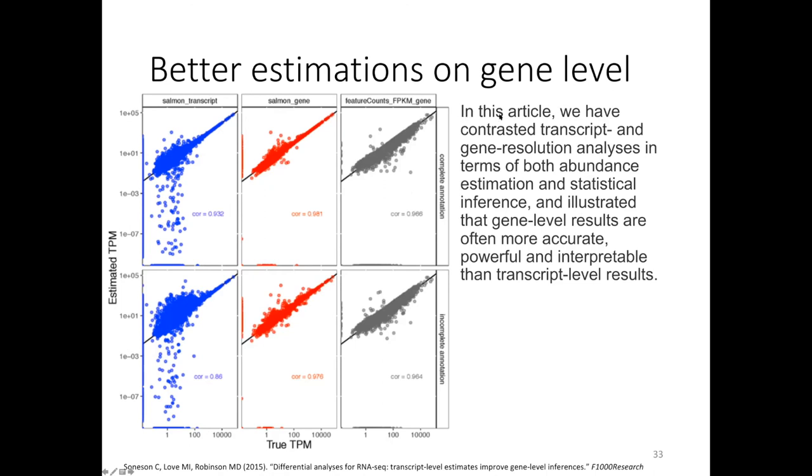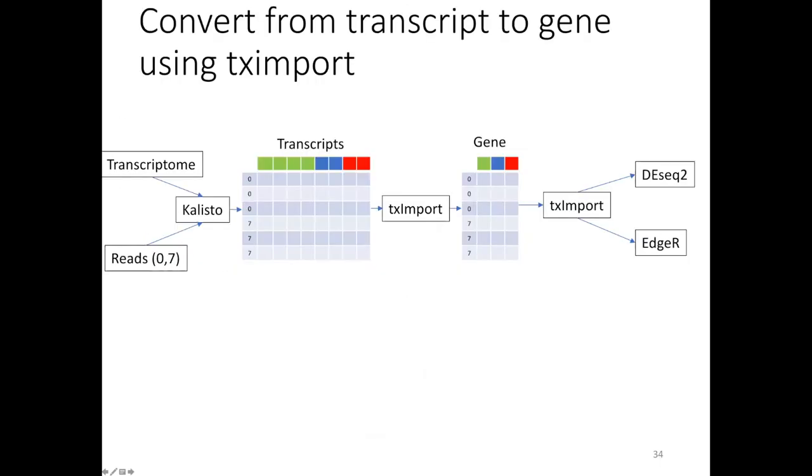The first part of the summary of this paper says that in this article, we have contrasted transcript and gene resolution analysis in terms of both abundance estimation and statistical inference, and illustrated that gene level results are often more accurate, powerful, and interpretable than transcript level results. And I agree with them. If you don't really know why you want to look at transcripts, I think you should convert to genes. So that's what you will also be doing in the exercise.